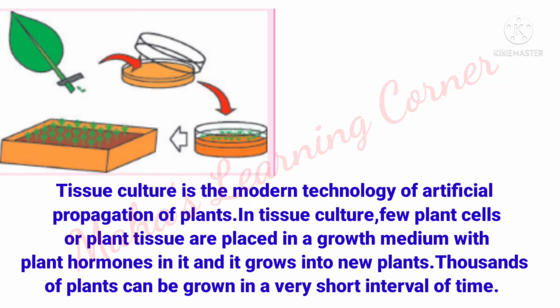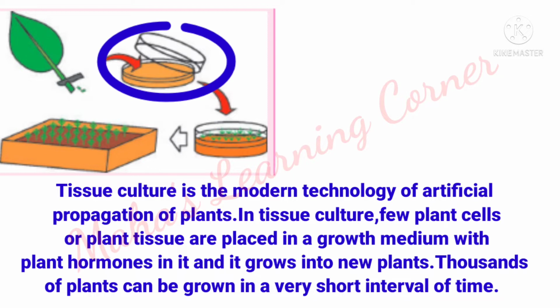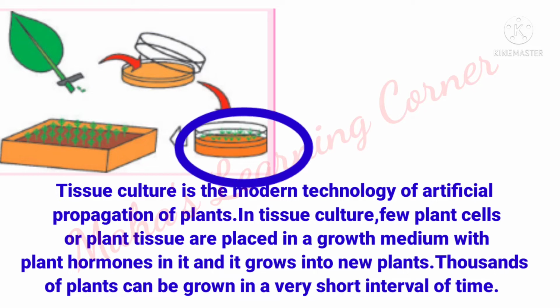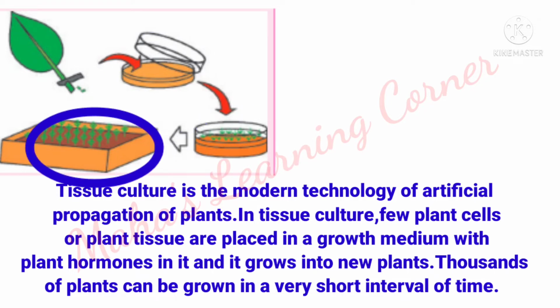Cutting, layering and grafting are the traditional methods of artificial propagation in plants. But tissue culture is the modern technology of artificial propagation of plants. In tissue culture, a few plant cells or plant tissue are placed in a growth medium with plant hormones in it and it grows into new plants. Thousands of plants can be grown in a very short interval of time.